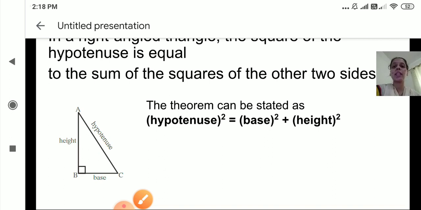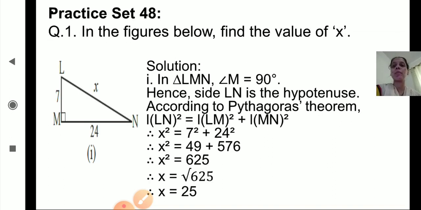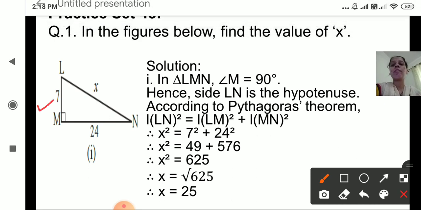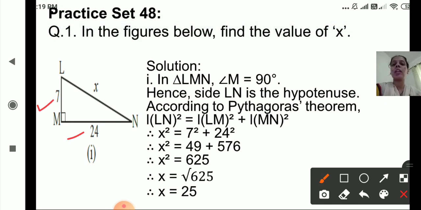So this is Pythagoras theorem. Now we will see questions based on this. Now practice set 48, we'll see one question, that is question number 1. In the figure here, the length of LM and length of MN is given. We have to find out length of LN.